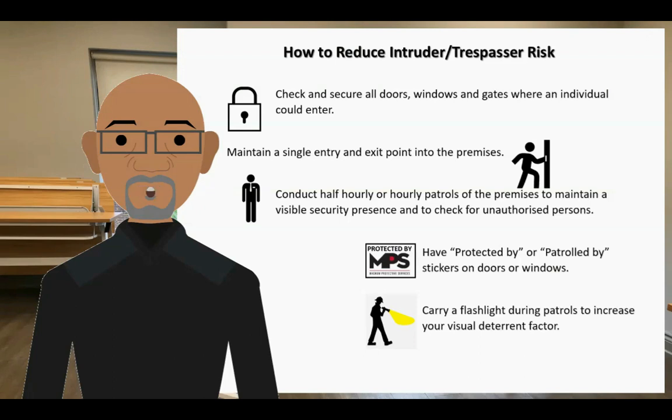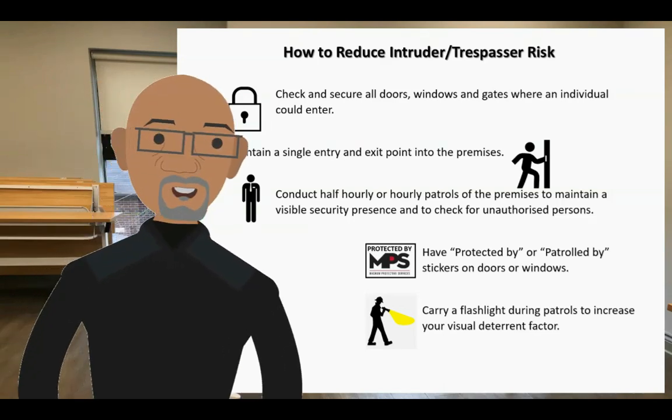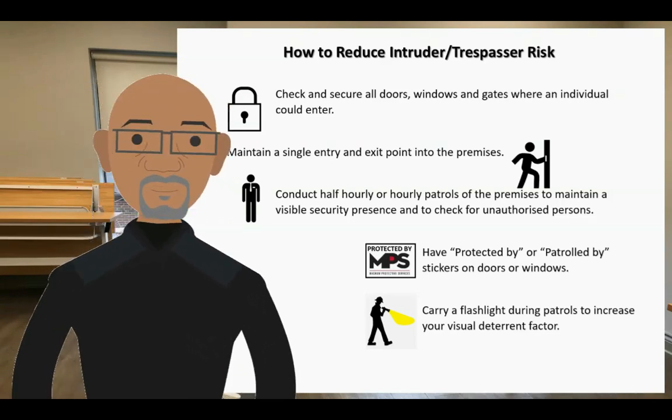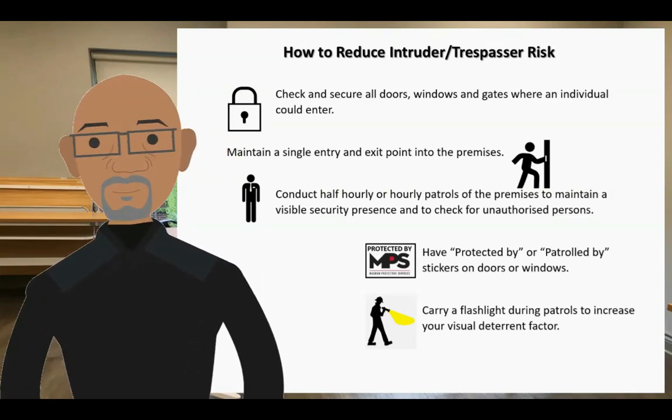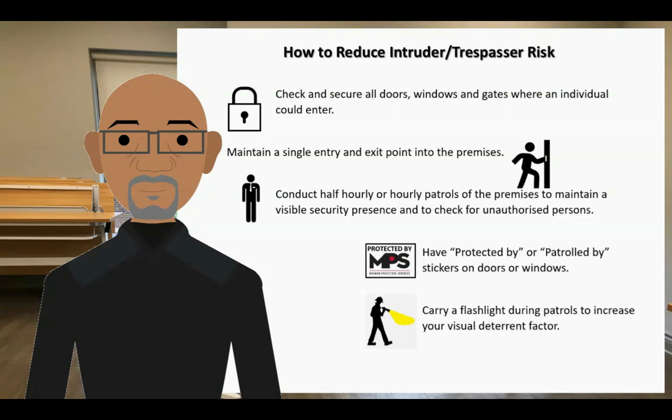By making your presence known, you in your security uniform are a visual deterrent to a criminal or trespasser of opportunity who is looking for an easy place to enter. In most cases, when they see a security presence, they will move on to an easier target. Number 4, have "protected by" or "patrolled by" stickers on doors or windows, as this acts as an additional visual deterrent to a criminal or trespasser of opportunity who is looking for an easy place to enter.